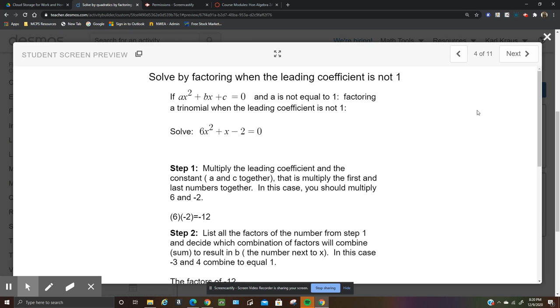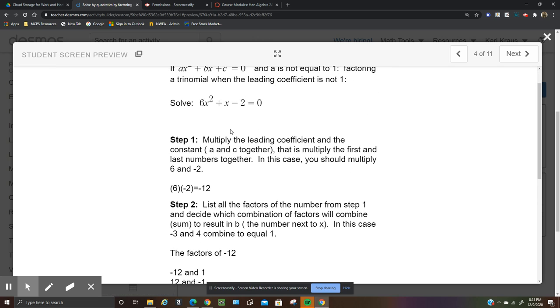All right, slide 4 is a note slide again. So when the coefficient, when this a value is not 1, then there's a different way we're going to factor. So if I have ax squared plus bx plus c equals 0 and a is not equal to 1, factoring a trinomial when the leading coefficient is not 1, here are the steps. So here we're going to try to solve this equation, 6x squared plus x minus 2 equals 0.